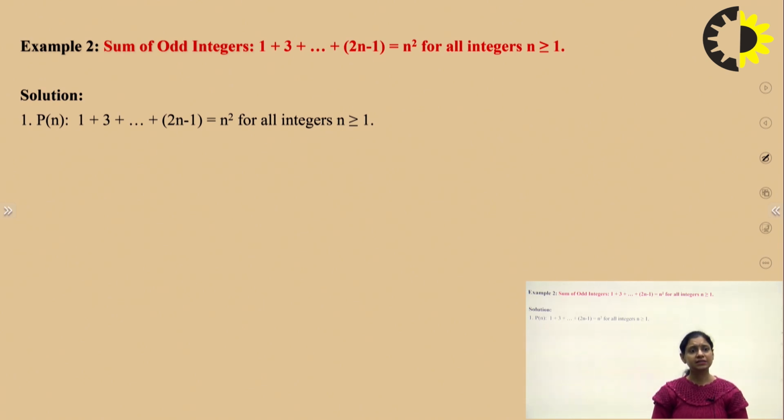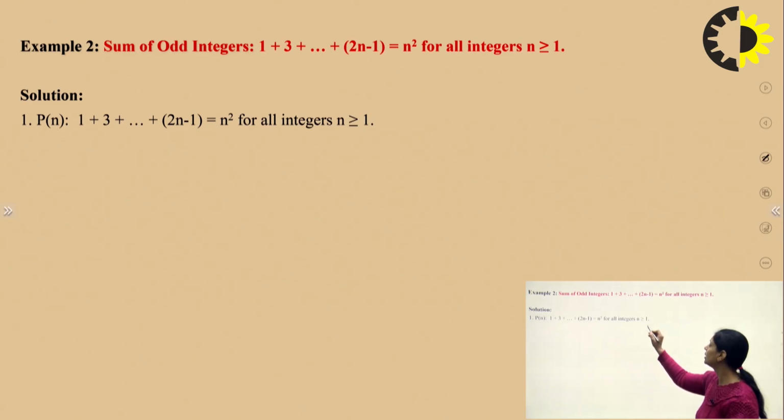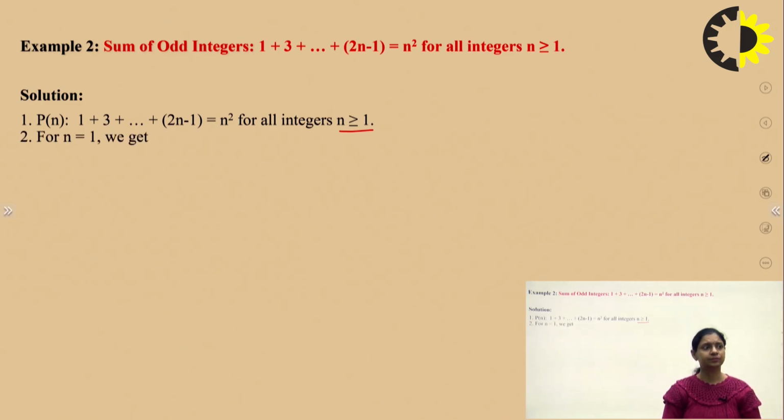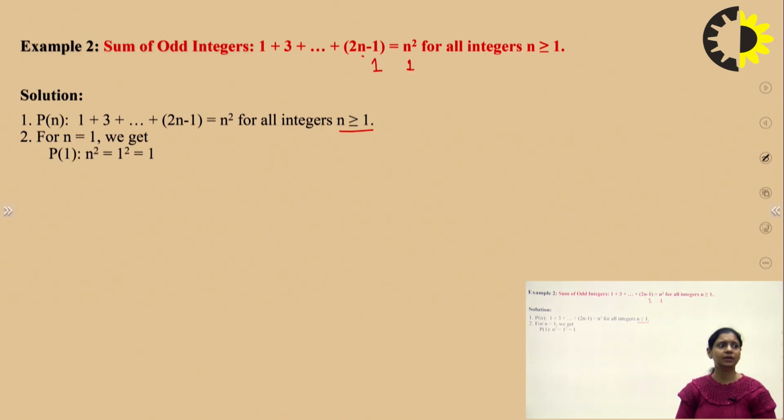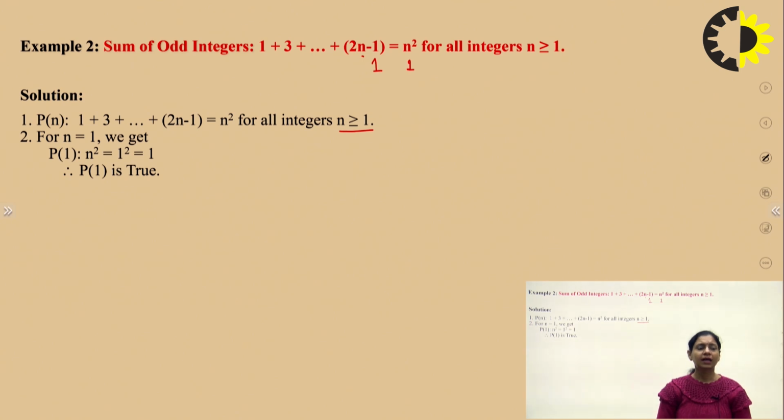Now here the base case would be for n equals 1, because here it says that for all the integers n greater than or equal to 1. The value of n over here, we get 2 minus 1, that is 1 on the left hand side. When we substitute the value of n on the right hand side, we get 1 square equals 1. So we get n square equals 1 square equals 1, which is equal to the left hand side. And hence we get that P1 is true.